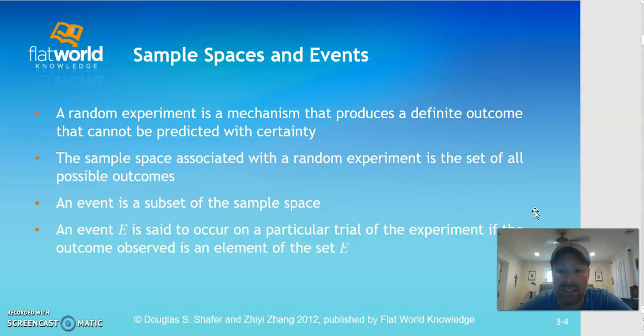An event is a subset of the sample space. Okay, so a subset of the sample space being within that sample. An event E is said to occur on a particular trial of the experiment if the outcome observed is an element of the set E. And what we mean by an element of the set E is that it is contained within that set. Okay? It is contained within that set.